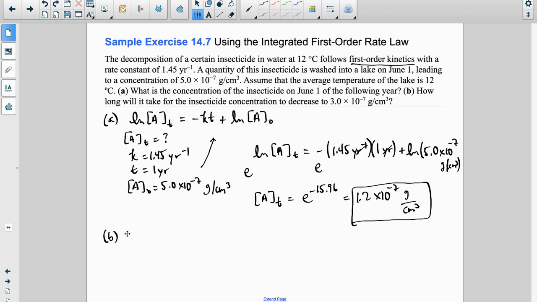So again, here, let me write down my variables. My k is still the same. My time this time, it says how long will it take? So that's my question. My initial concentration is the same. That's still 5.0 times 10 to the minus 7. And my concentration at time t, what we are looking for, is 3 times 10 to the minus 7 grams per centimeter cubed.